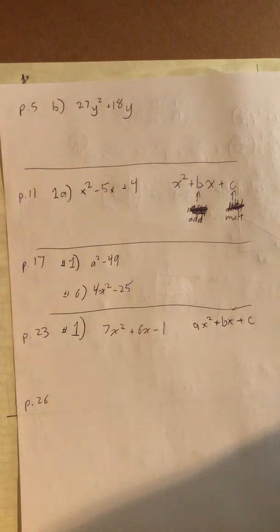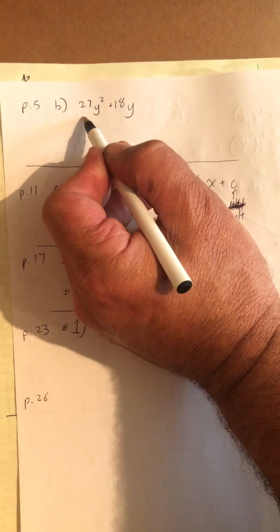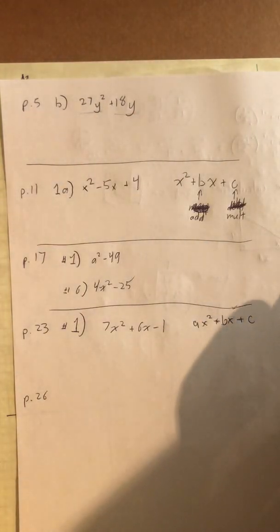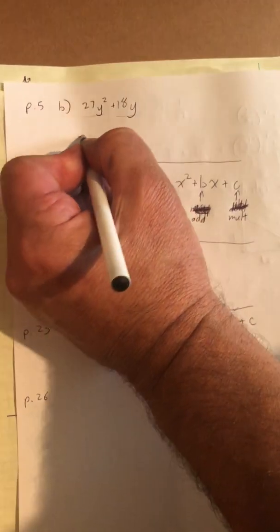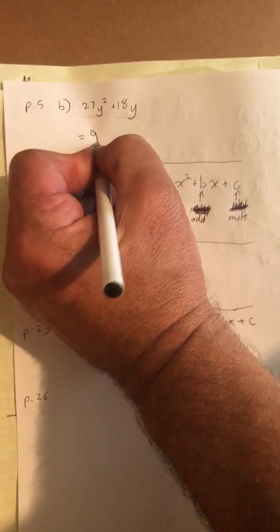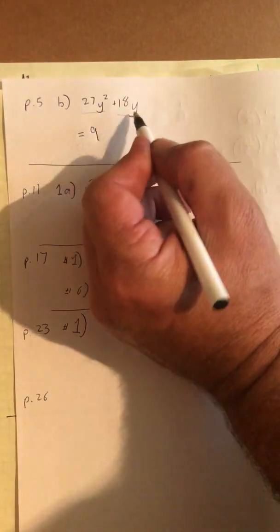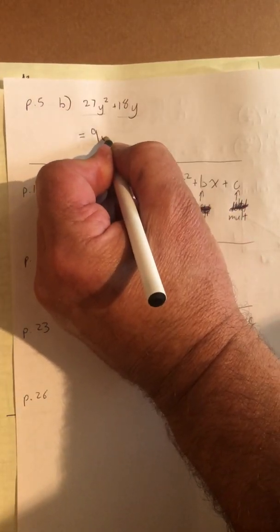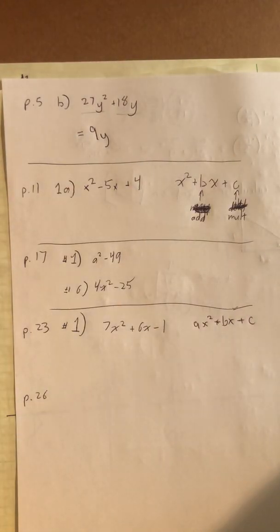Everything on page 5 is greatest common factor. So I'm going to look at both of these two terms, and I'm going to try to pull out what's greatest that goes into both of those. So from the 27 and the 18, I know from my math facts that 9 goes into both 27 and 18 through multiplication. Now I have y squared and y. They both have at least one y. So that 9y is my greatest common factor.